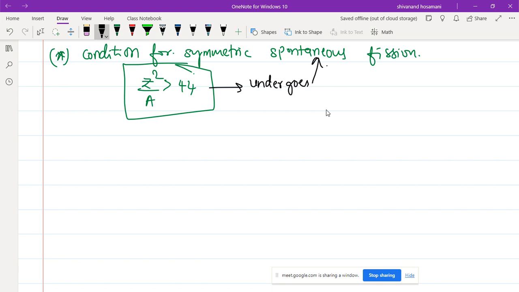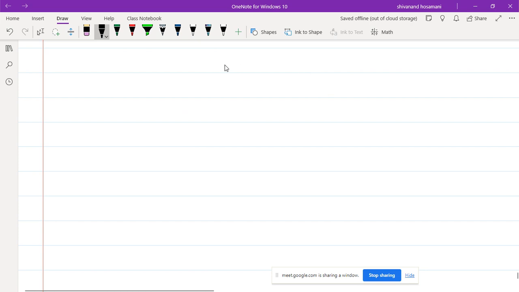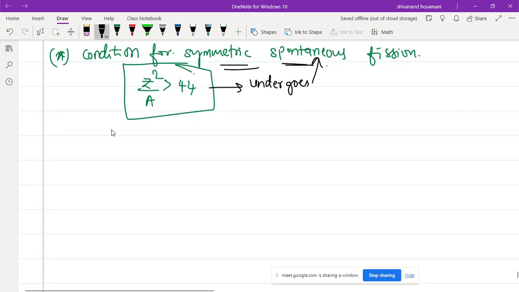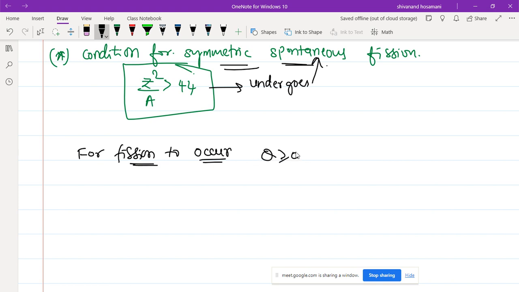Remember, for symmetric spontaneous fission, this is the minimum condition. For fission to occur at least, the minimum condition is that the energy released should be greater than 0, which means fission has occurred.